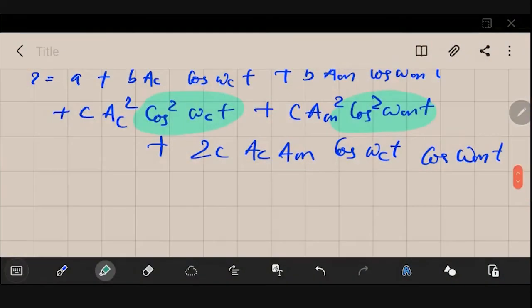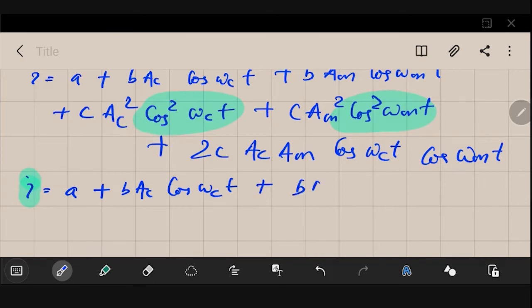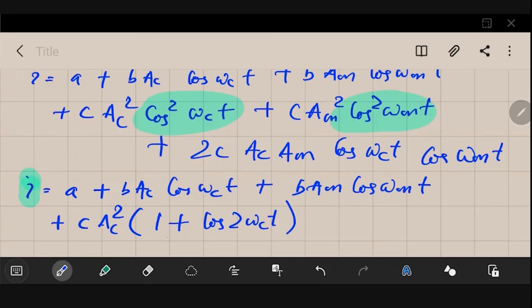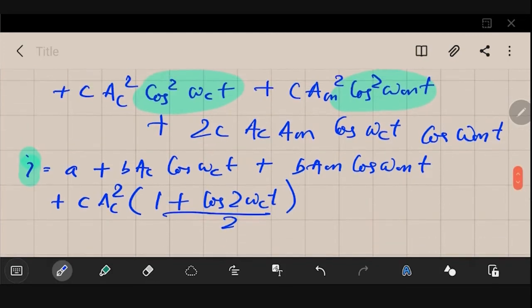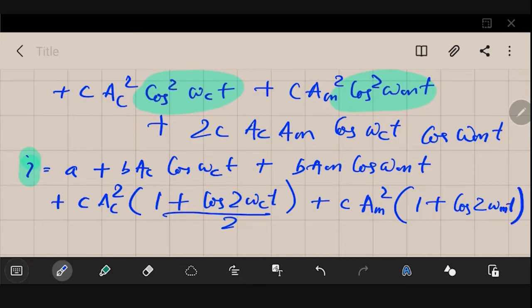So I can write it like this: I is equal to A plus BAC cos omega ct plus BAM cos omega mt, and then that plus CAC square. So cos square omega ct is there, so I can write it as 1 plus cos 2 omega ct by 2. And similarly the other term is also there, so I can write it as CAM square, 1 plus cos 2 omega mt by 2. So I could write it in this way.